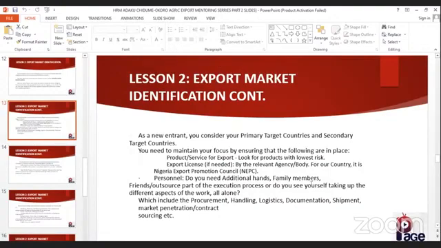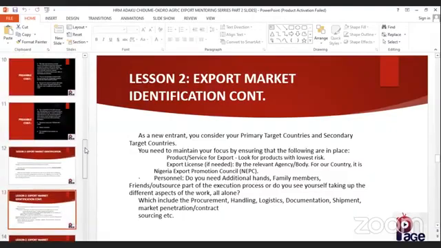Then you need to also assess your capacity. What can I do? Do I have the needed personnel in place? Do I need additional hands? These additional hands could be family members. They could be your friends, or you may decide to outsource some of the execution process towards fulfilling your dream of becoming an exporter.